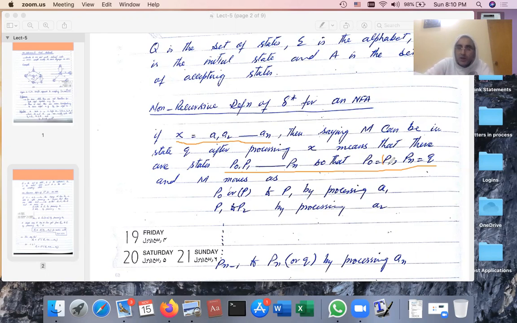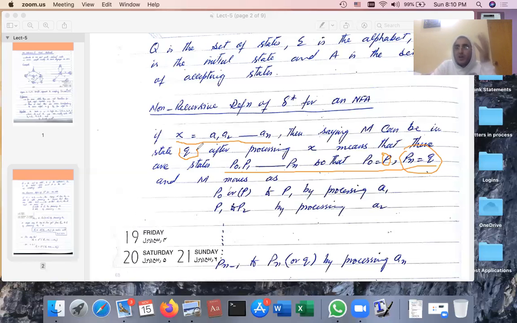Here p means we are reaching some state p, and after processing pn, which is an, we are reaching state q, which is very much similar to the q we already discussed. And if this is the situation, we have seen the case of x with alphabets from a1 to an, and now after processing a1, we suppose that we are reaching p0.